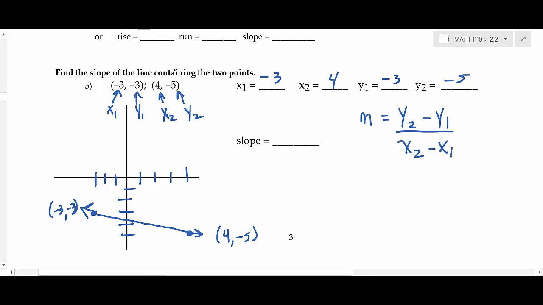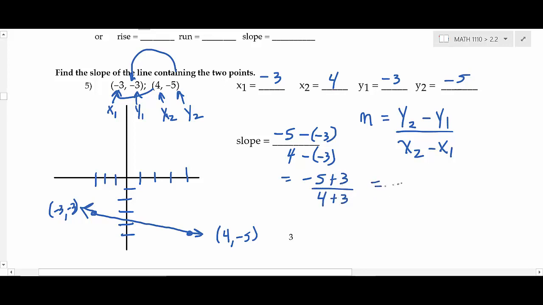Now the way I would do this is like this. I would just subtract the y's, and you can pick the order. It doesn't matter which way you decide to subtract. So I'm going to have you go -5, subtract -3, and then when I do the run, I'm doing the x values, but I have to do it in the same order. So be sure you don't mix that up. If you decide on the direction you're going to subtract, be sure you do both of them the same and be consistent, because if you don't, you'll mess it up. So that would be -5 plus 3 over 4 plus 3. That would be -2 over 7, the slope of that line.